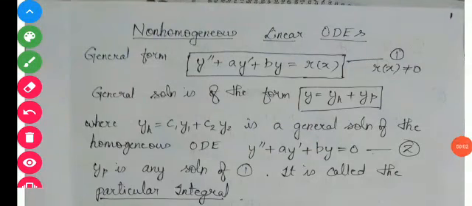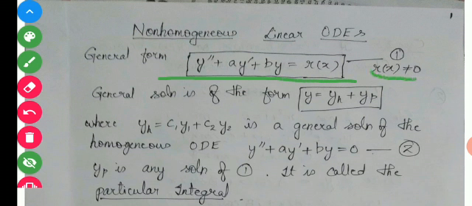In this video, we will be looking at how to solve non-homogeneous linear ordinary differential equations. The general form of a non-homogeneous linear ordinary differential equation with constant coefficients is of the form y double dash plus ay dash plus by equal to r of x, where r of x is not equal to 0.